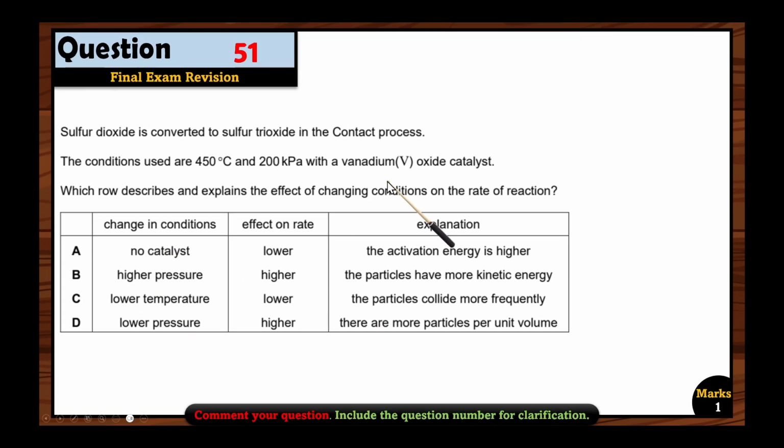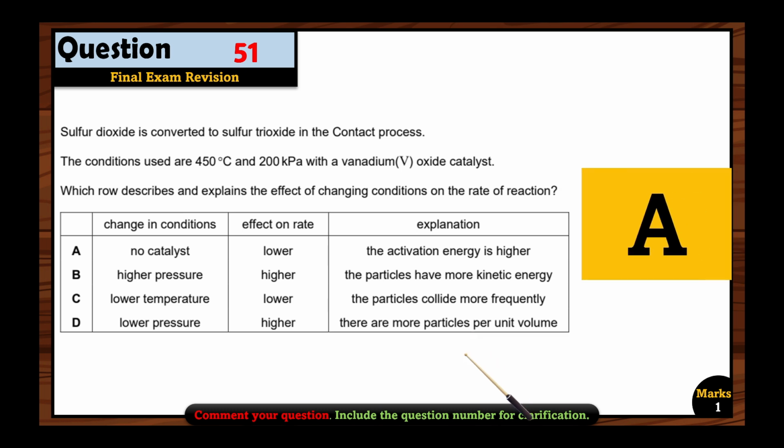Question 51. Sulfur dioxide is converted to sulfur trioxide in the contact process. Which row describes and explains the effect of changing conditions on the rate of the reaction? If you use no catalyst, what will happen? The rate of reaction will be lower. And why lower? Because the activation energy is higher. Yes, if there is no catalyst, then the activation energy of the reaction will be higher. So that's why option A is the right option.